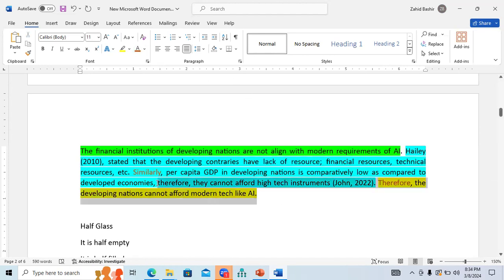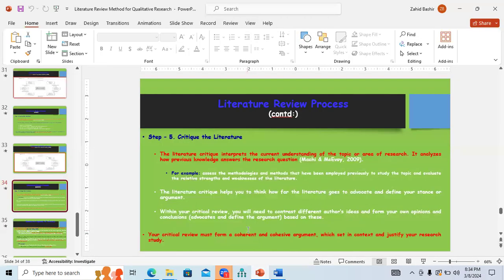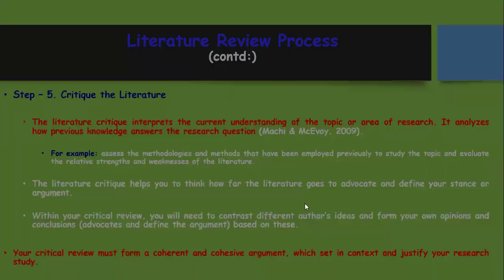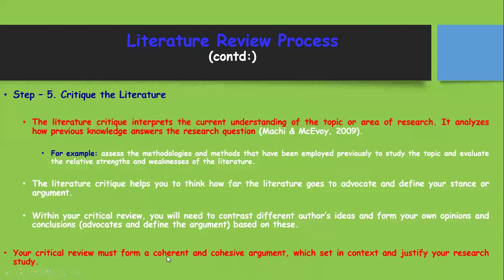It creates cohesiveness and coherence within this argument, because if I do not use similarly or therefore, then the statements would be different from each other. They do not connect or align with the previous one. So in order to create connectivity between different paragraphs, you need to use similar types of words that would make your argument coherent and cohesive. So your critical review must form a coherent and cohesive argument which sets in context and justifies your research study.